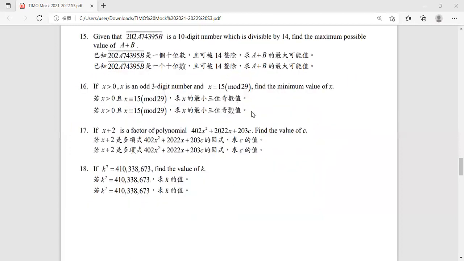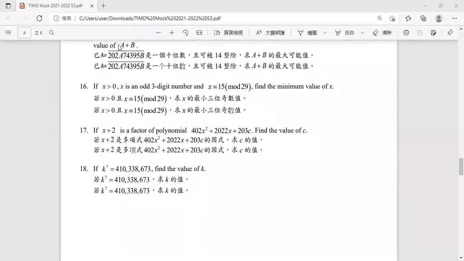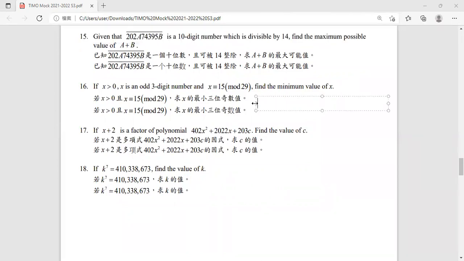Okay, 16 is just an introduction to modulo. This is equivalent to saying that this is a number of the form 29k plus 15, a multiple of 29 plus a remainder of 15. The 15 is the remainder, and the 29 is the divisor. Now you find the minimum value of the odd number.